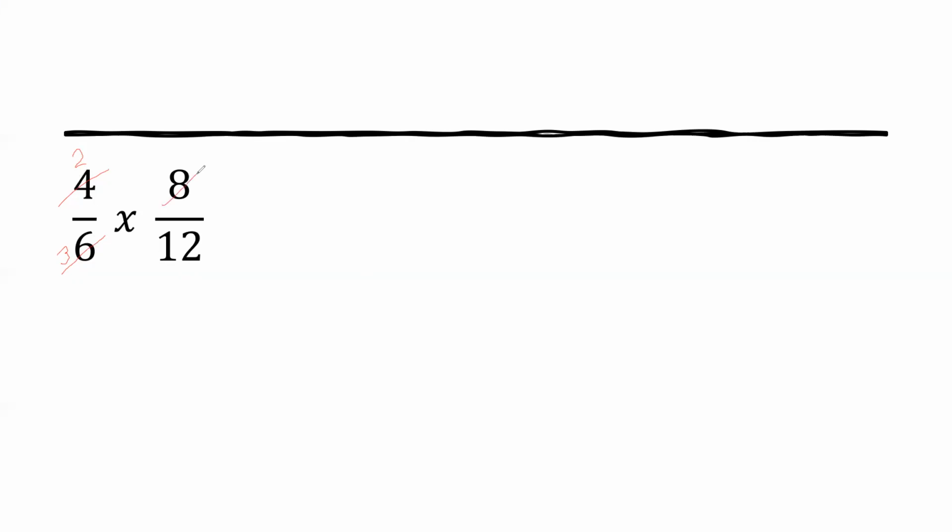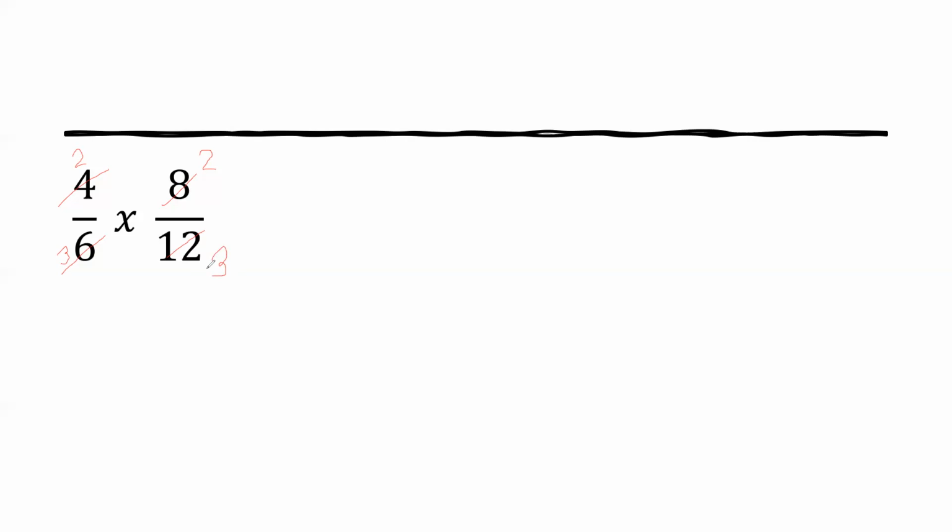What can divide 8 and 12 at the same time? 4 po. So that's 8 divided by 4, that will be 2. Then 12 divided by 4, that will be 3. Okay?